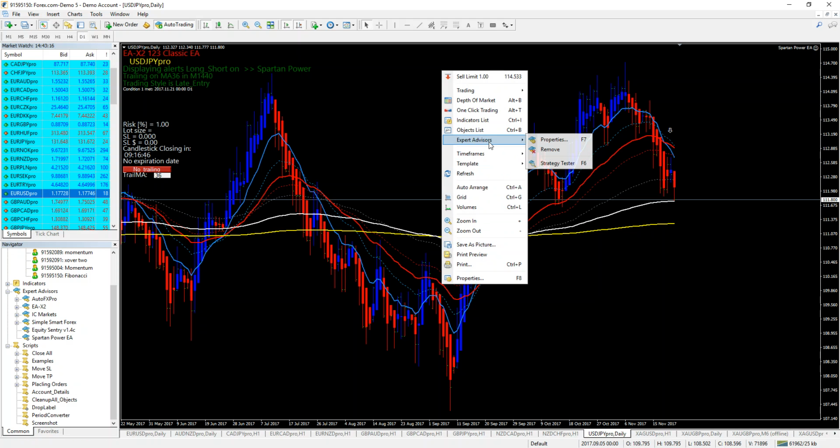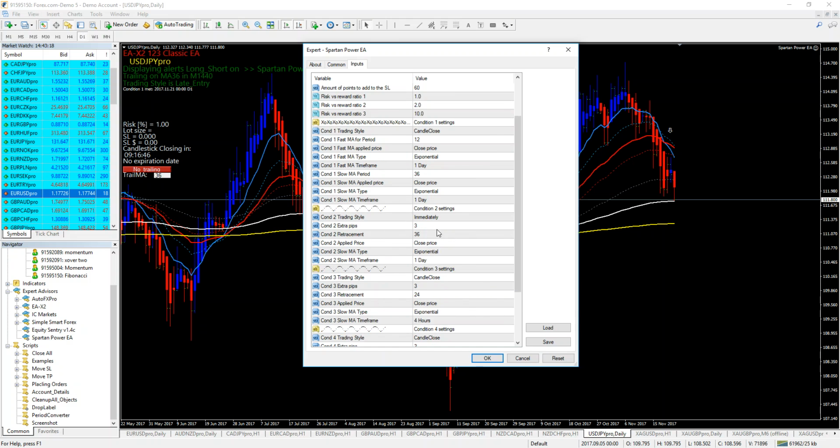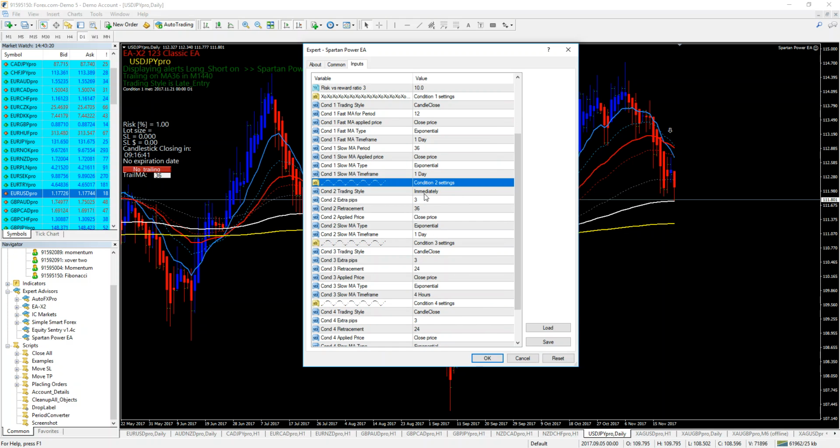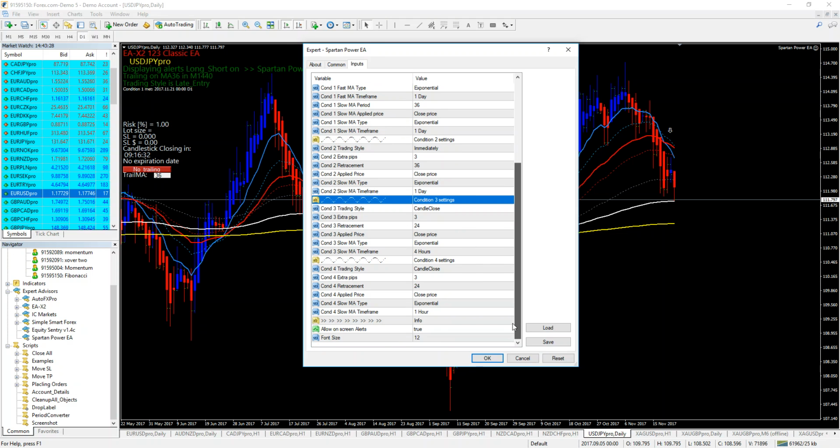What else do you need to know? Here it says condition 2, we already made it. Condition 3 and 4 are exactly the same as condition 1. They are just extra parameters. And allow screen alerts set to true, so you can have your screen alerts. And you can modify the font if you want to see this in a higher font. That's basically everything. Okay guys, I hope this is good enough.